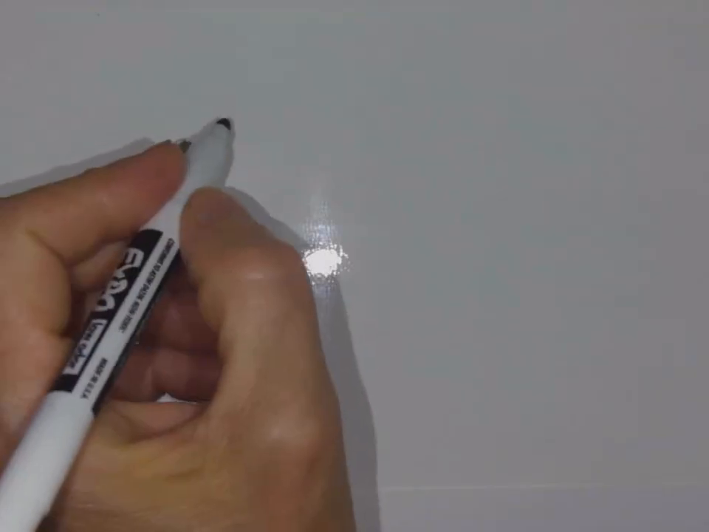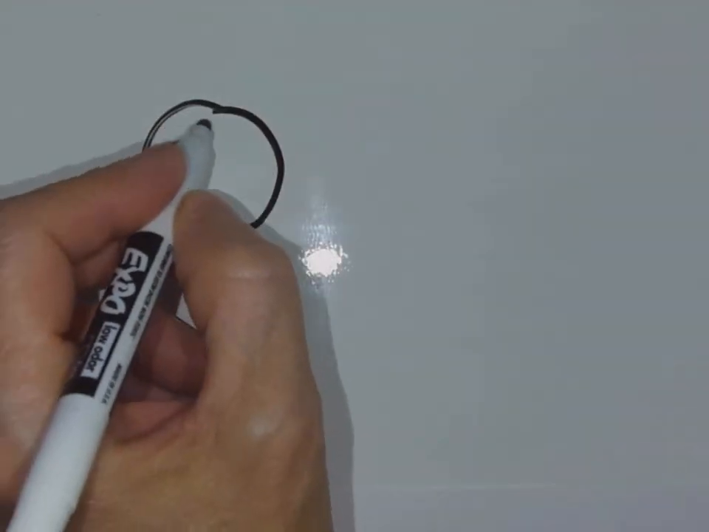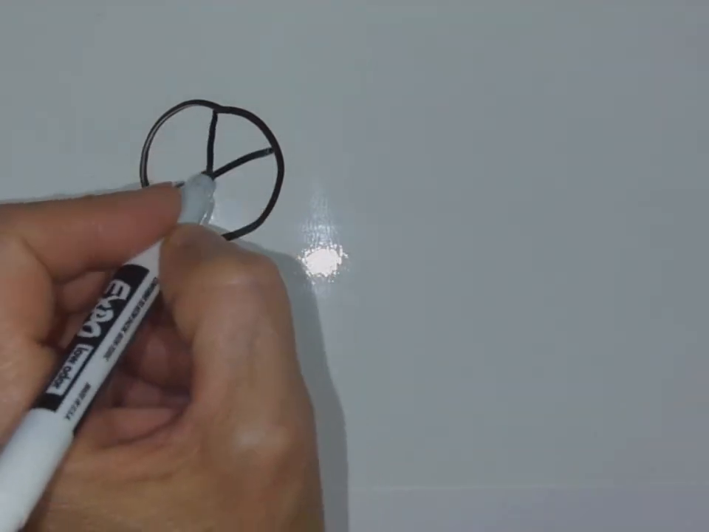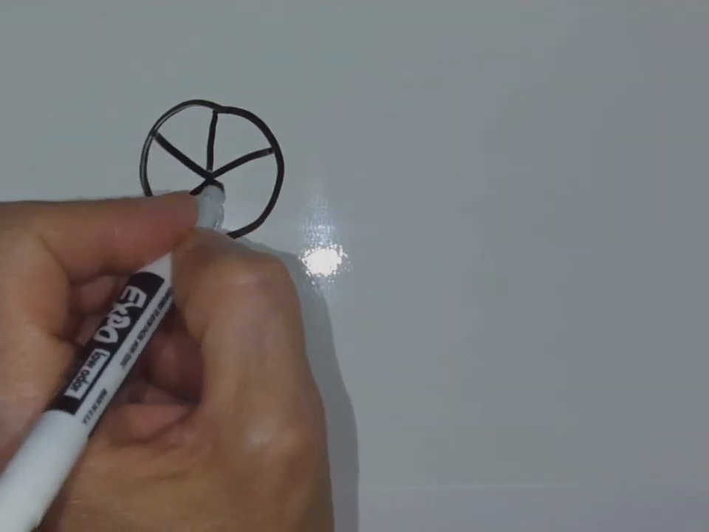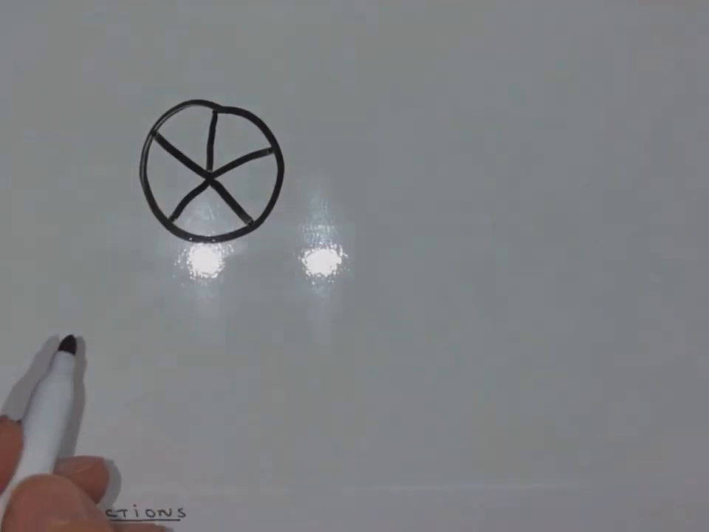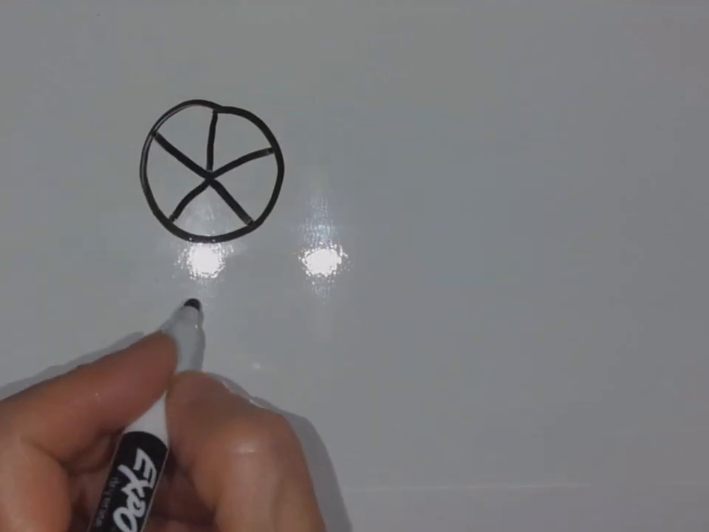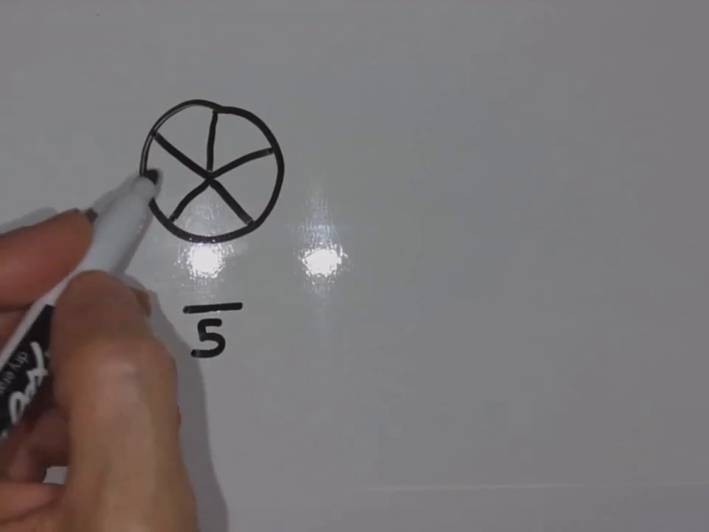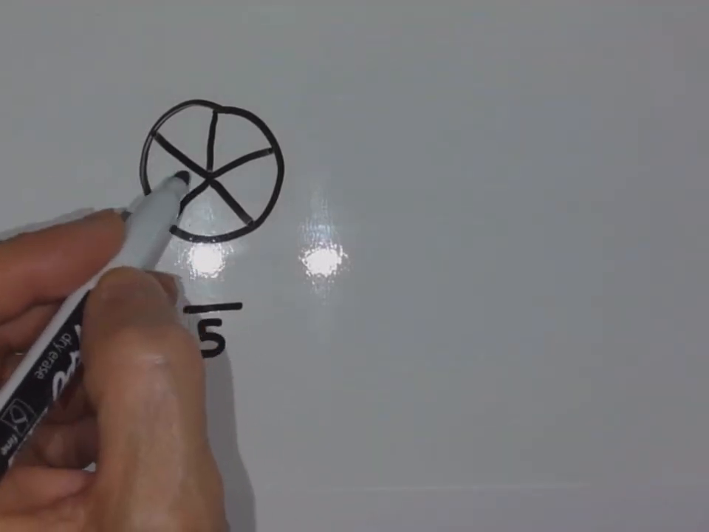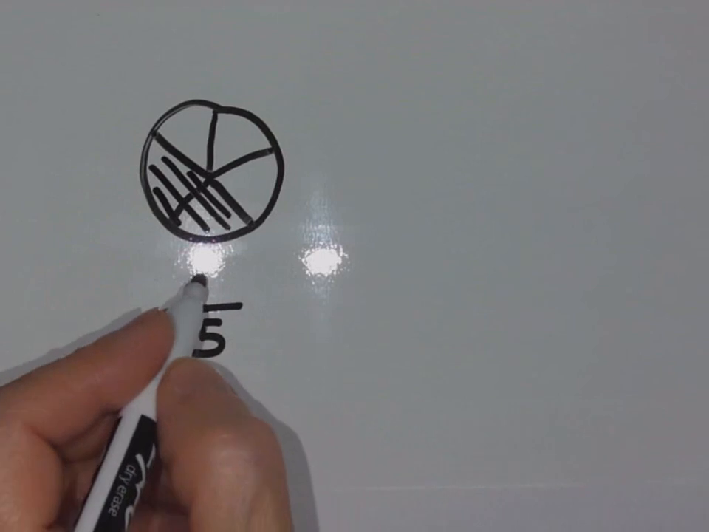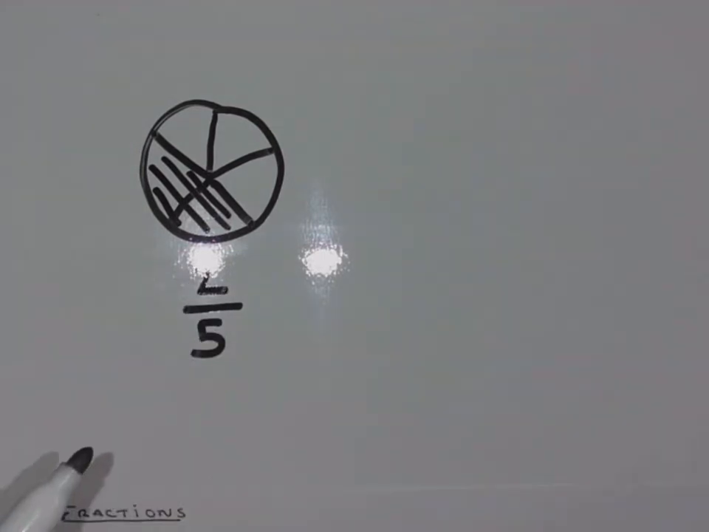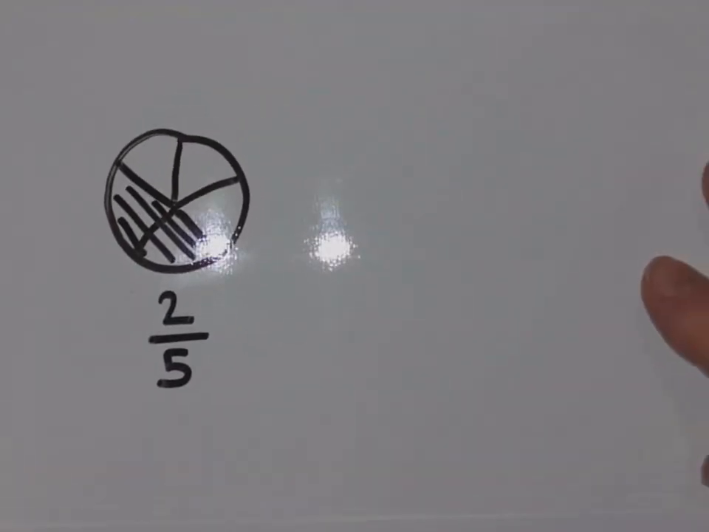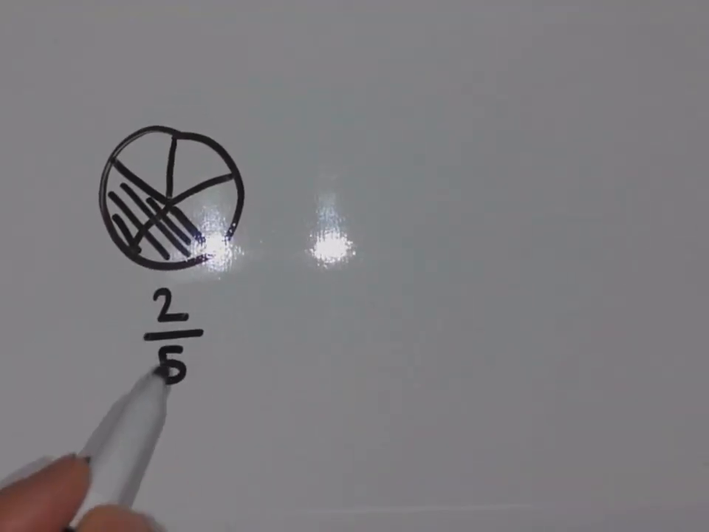So if I have a pizza and I cut it in fifths, 1, 2, 3, 4, 5, right? So this is one pizza and it's cut in 5 pieces. And let's say I'm going to eat 2 of those pieces. So I ate 2 out of 5 pieces, right? It's a little shiny here. I hope you can kind of see that. So that's what that fraction means.